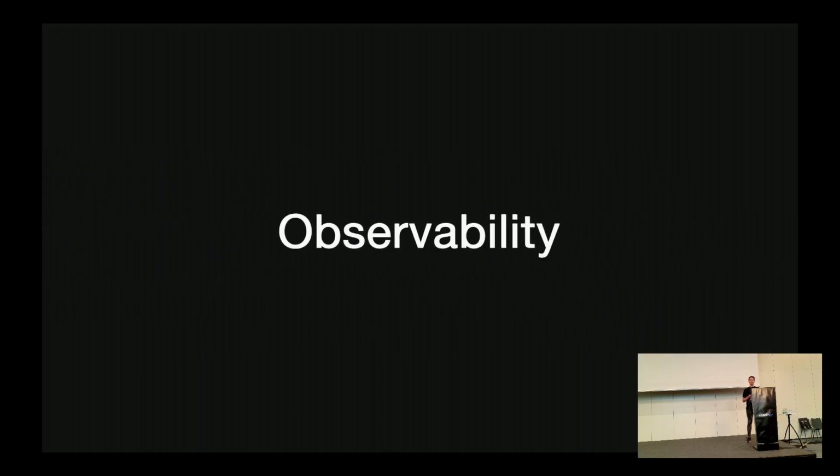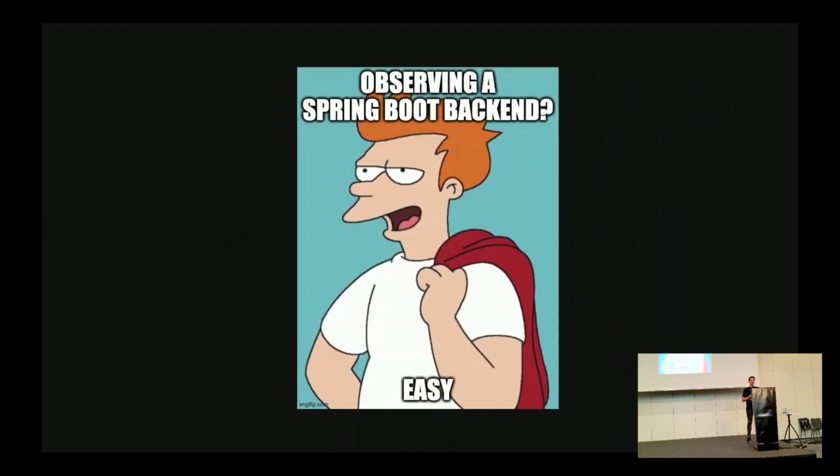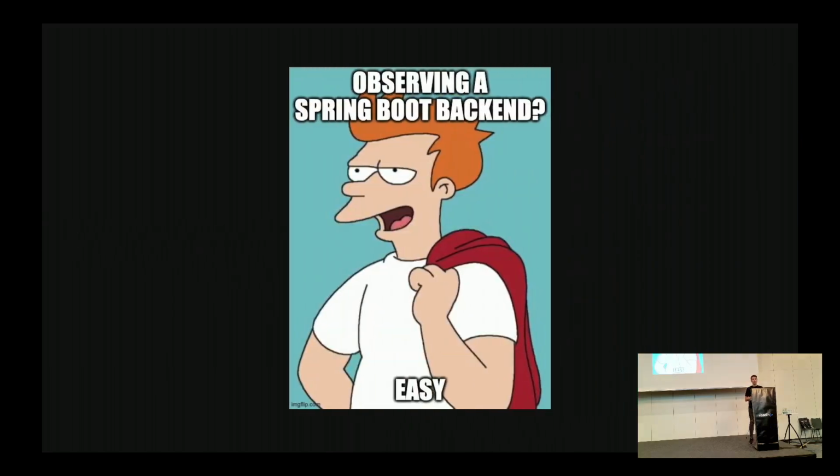So observability, what does it mean? Observability is the ability to observe the internal state of a running application from the outside. And to achieve this, observability consists of three pillars: logging, metrics, and traces. And I think most of you have a solid understanding of how to observe a Spring Boot backend. That's maybe nothing new and easy for most of you.